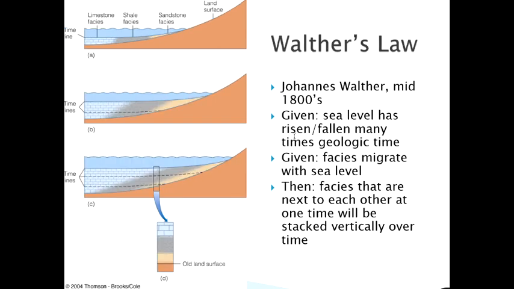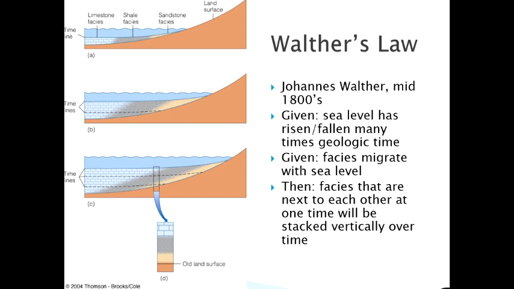This is then Walther's law. So a man named Johannes Walther from the mid-1800s, notice he is the second scientist we've talked about in this class. We've talked about Hutton and uniformitarianism, and now Walther and sea level change. And one of the things he said for us is that if you have a given, sea level has risen and fallen many times, boom. Second given, if that happens, facies will migrate with sea level.